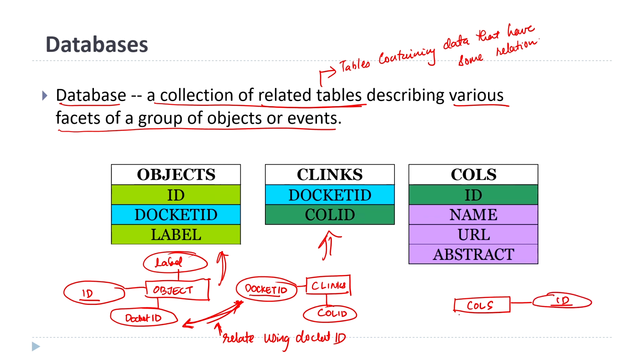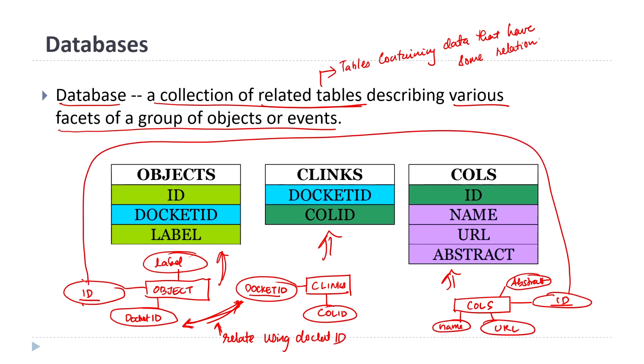the unique identifier, there is name, URL, and abstract. So, that gets translated to another table, and this ID is related to this ID. So, you can see that things can be connected or related using another relation.